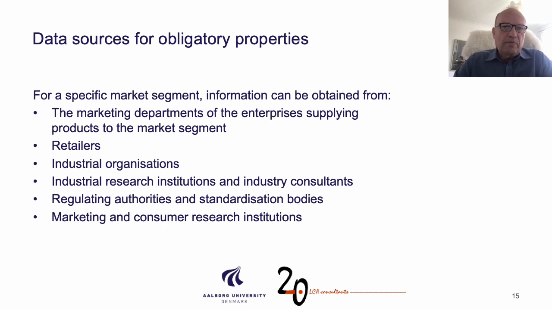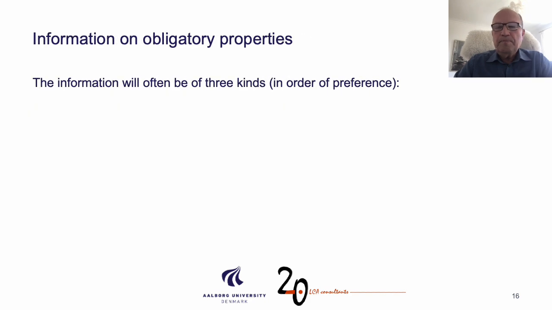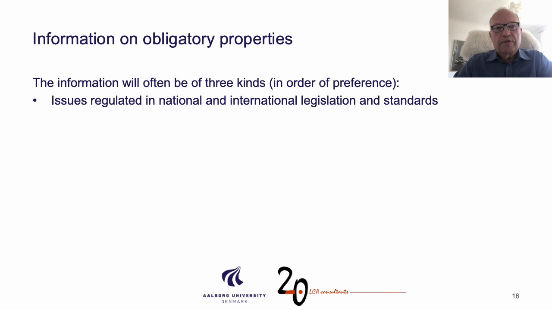The data sources that we can use to identify obligatory properties again come mainly from the marketing departments of the enterprises supplying products to the market segment, retailers, industrial organizations, and in this case also regulating authorities and standardization bodies and marketing and consumer research institutions. The kind of information that we're looking for is, first of all, things that are really regulatory defined, either in regulations or in standards.